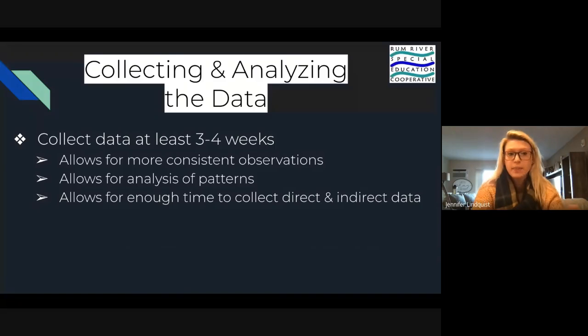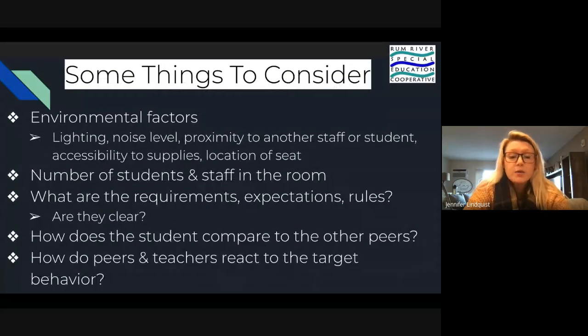Some things to consider, some environmental factors that we might want to consider: lighting, noise level. Maybe if it's too loud in there for one observation, that may affect the student. Proximity to another staff or student. Accessibility to supplies, maybe they don't have what they need to finish the assignment or the direction given. The number of students and staff in the room.